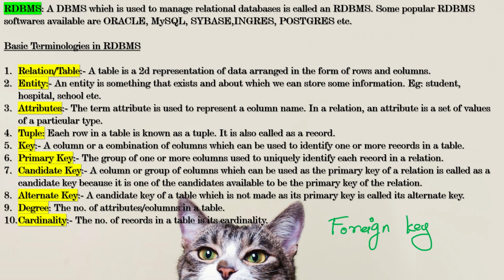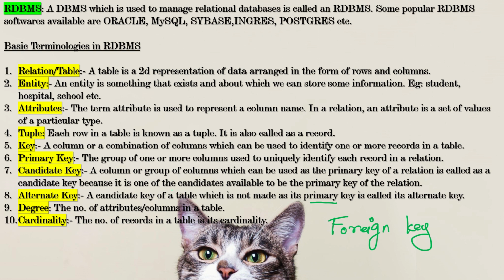Candidate key is a group of column or columns that can be used as the primary key. And why is it called a candidate key? It is called a candidate key because it is one of the candidates that is available to be the primary key of the relation. Now, alternate key is a candidate key of a table which is not made as its primary key. A candidate key of a table which is not made as its primary key is called its alternate key.